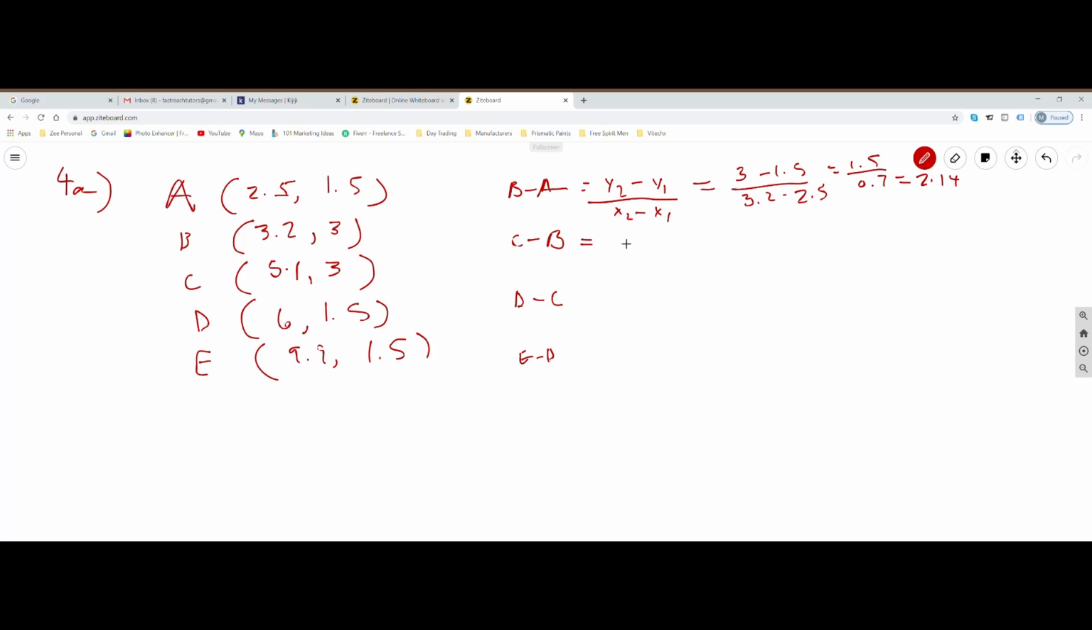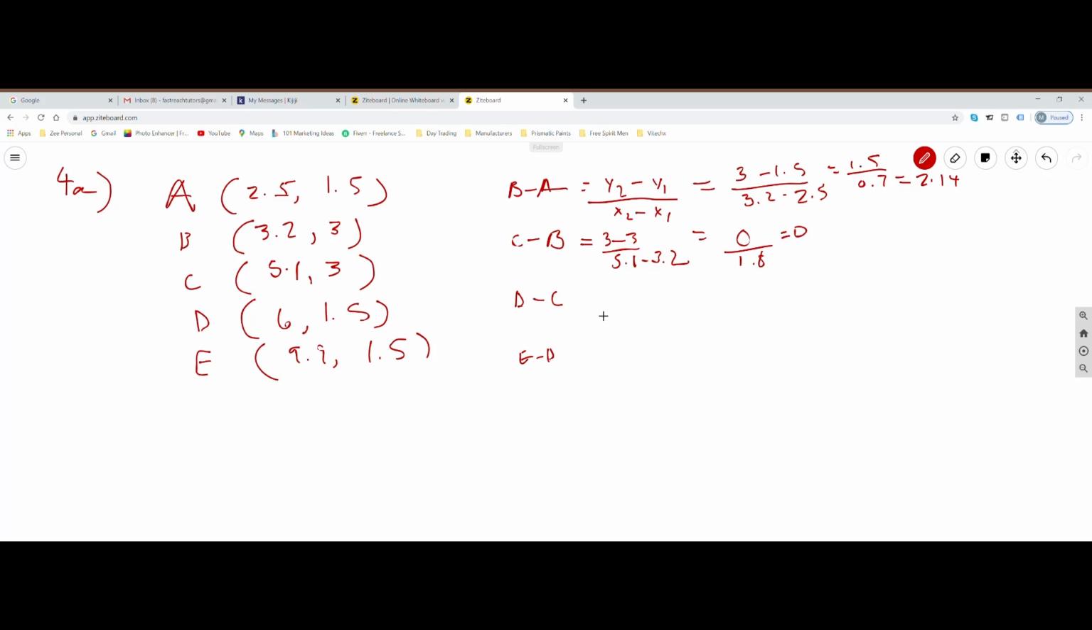So C and B: 3 minus 3 over 5.1 minus 3.2, which is 0 over 1.8, and which is equal to 0.